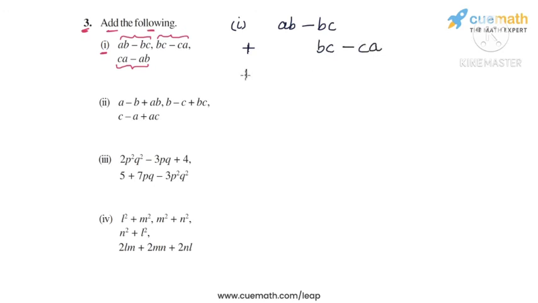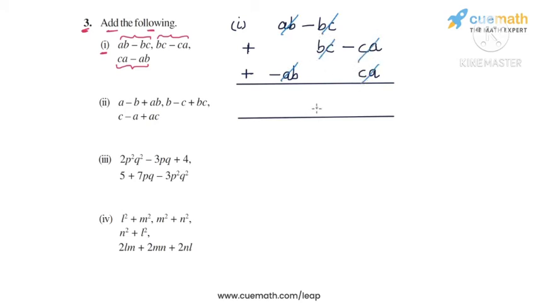And then we put another plus sign to show that we're adding a third expression. And the third expression is CA minus AB. So CA we will write below minus CA. And then minus AB we will write below AB. So this is how we will write the third expression. And now we can carry out the addition. So we add the like terms. So AB and minus AB cancel out. Minus BC and BC cancel out, minus CA and CA also cancel out.